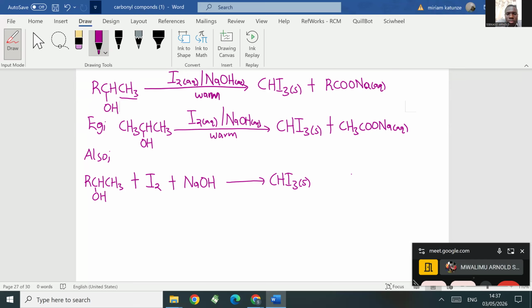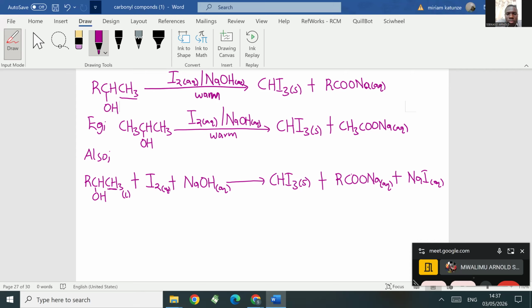So iodine takes this, then we are left with RC, we are left with RCOONa. It is oxidized to that. Then plus sodium iodide. This is in solution.